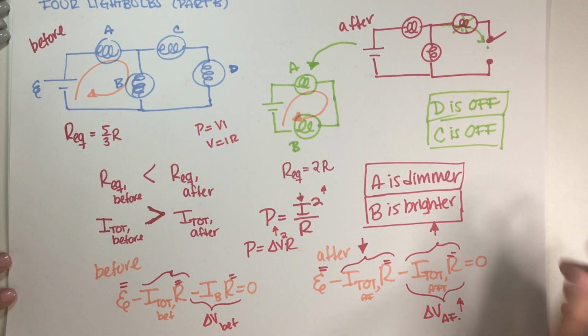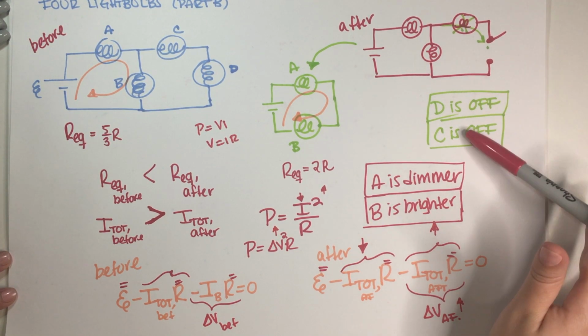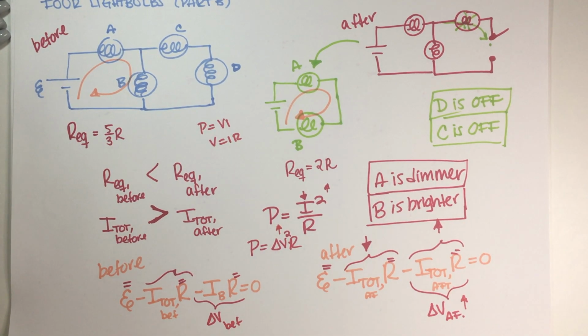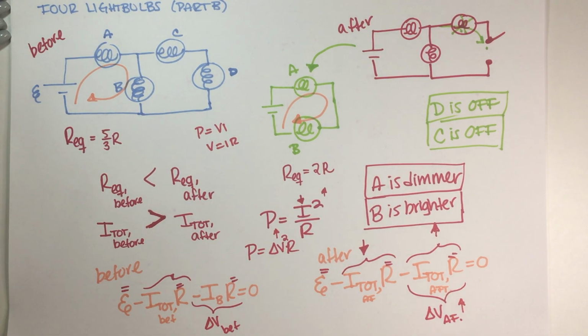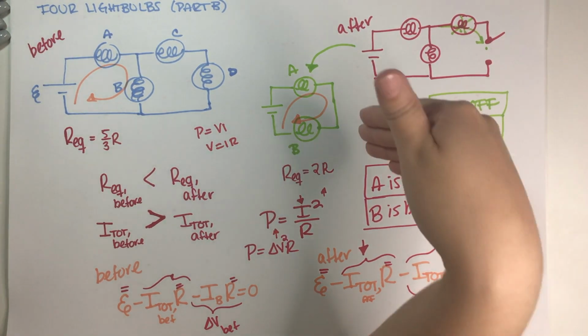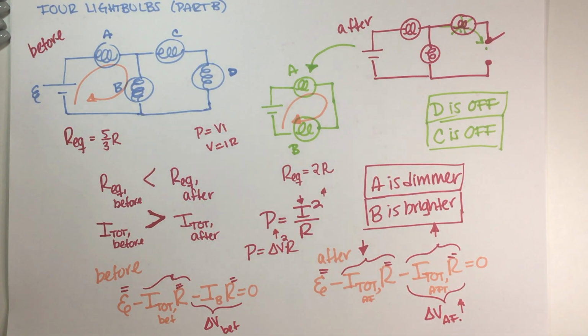But regardless of how you look at it, B has to be brighter, A has to be dimmer, and these two guys aren't even turned on at this point. So this is the end of this problem. Again, this was a little bit of a tricky quiz in the sense that you could either use equations or just come up with a very good argument that you could just talk about.